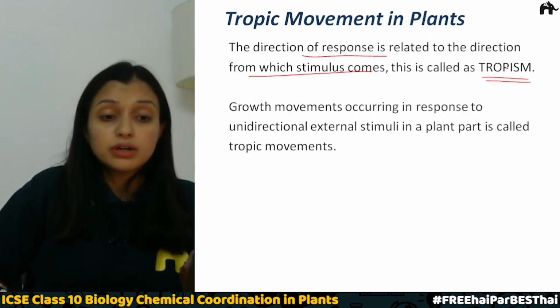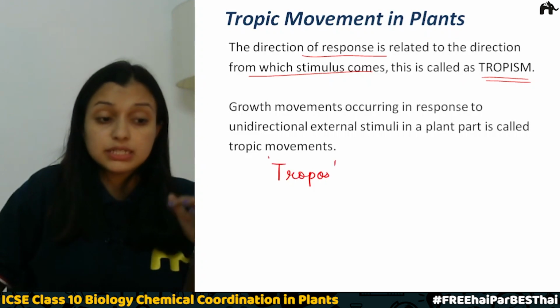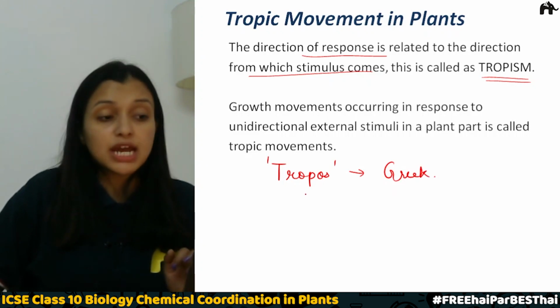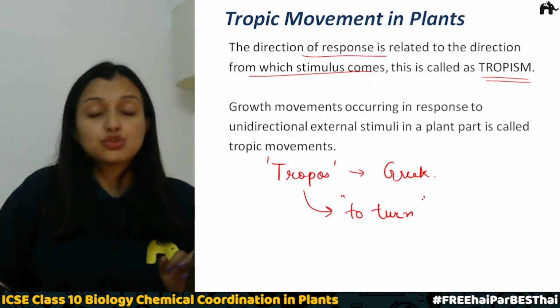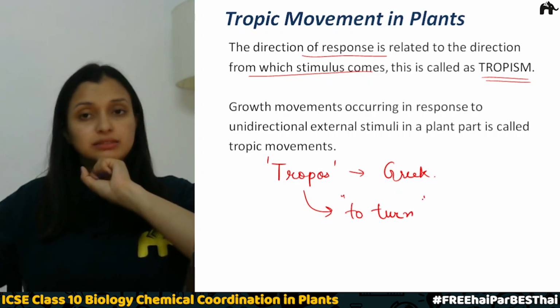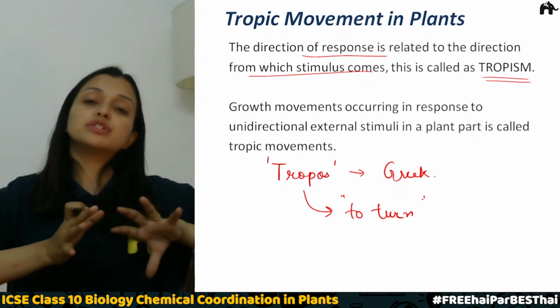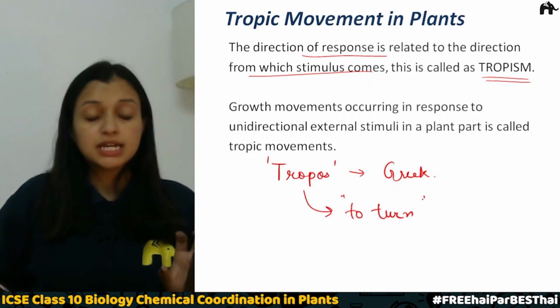Now this word tropism has come from a Greek word, tropos. Tropos means to turn, correct? So a plant will look for a stimulus, and according to the direction from which the stimulus comes, it will turn. So that is the stimulus.